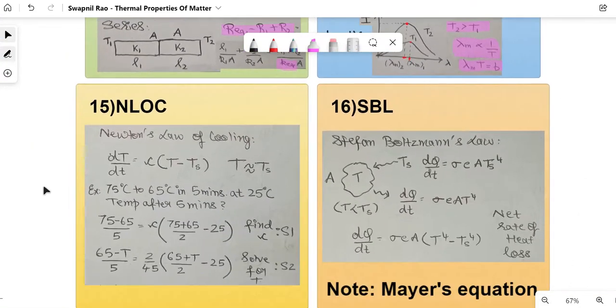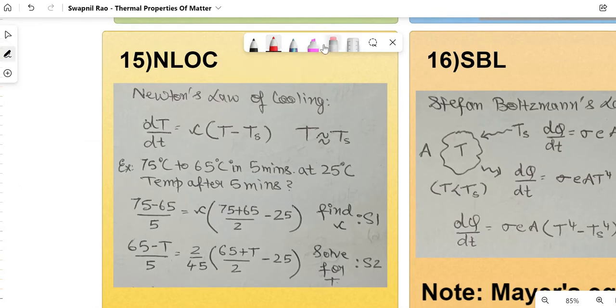We can go to the next part, which would be Newton's law of cooling. So in this, you have to know this equation mainly. This equation dT by dt is equal to C times (T minus Ts), which means over here T should be close to surrounding temperature. It shouldn't be exactly equal to it, it should be somewhere around, having a small difference. So in that case, he said that rate of cooling.